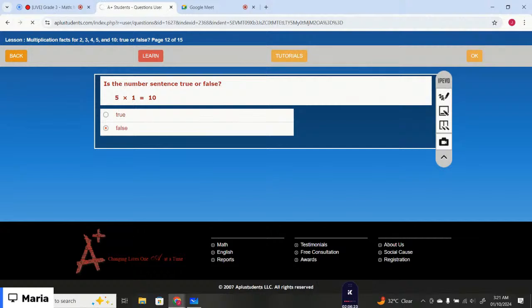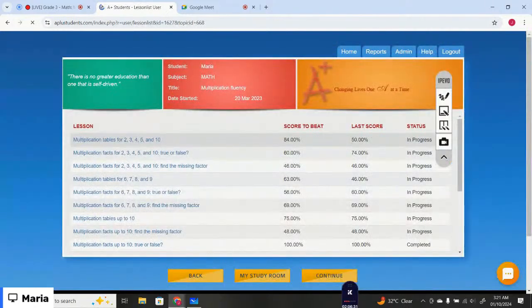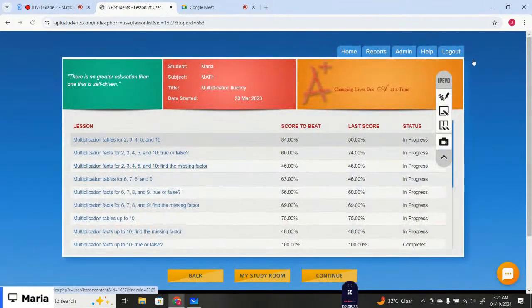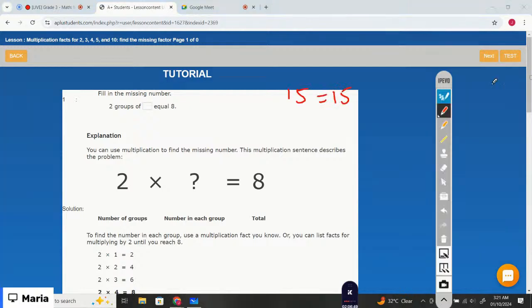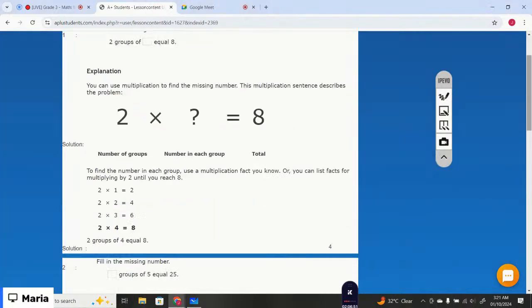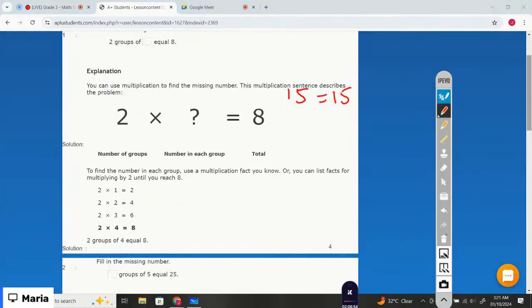Let me just move on to the next lesson, and the next lesson is multiplication facts for 2, 3, 4, 5 and 10. Find the missing factor. Fill in the missing number. Two groups of dash equals 8. You need to find the number that when multiplied by 2 makes 8, right? So 2 times what number is 8? That means you need to count the table of 2 until 8, right? So 2 times 4 is 8.